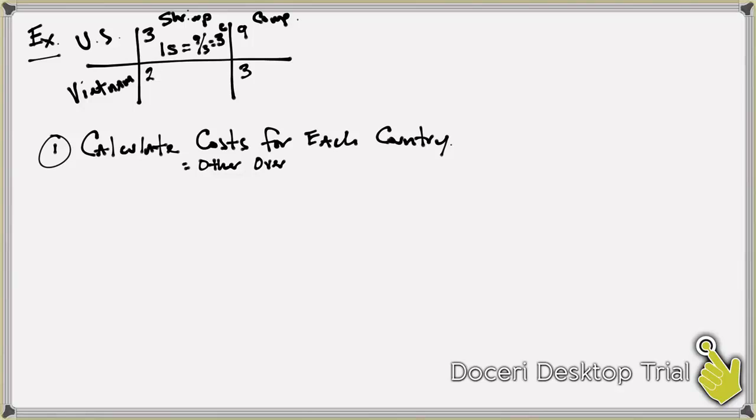Okay? So let's just talk about what that means. That means that when the United States decides that they are going to go and catch a ton of shrimp, they can do that, but that means that they're going to give up the opportunity to make 3 computers. That's the cost. Remember, the cost is always what you give up. So if I want a ton of shrimp, I can get a ton of shrimp, but that means I'm going to miss out on the opportunity to make 3 computers.